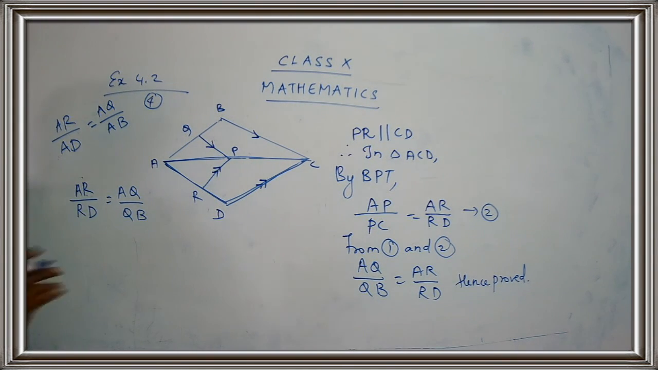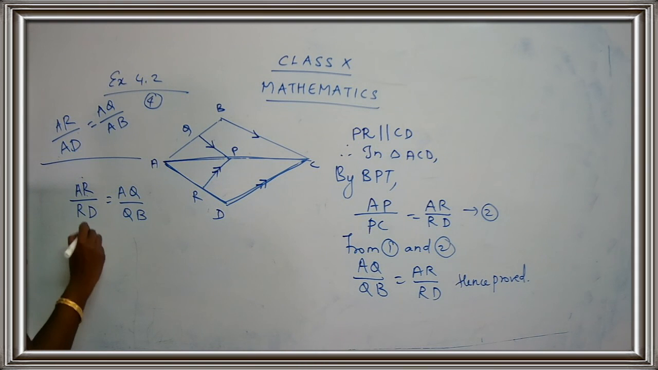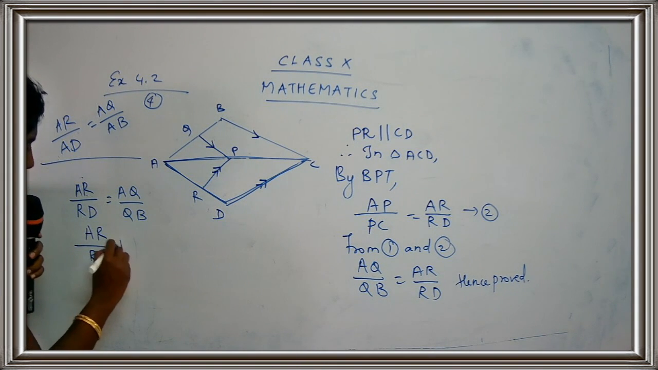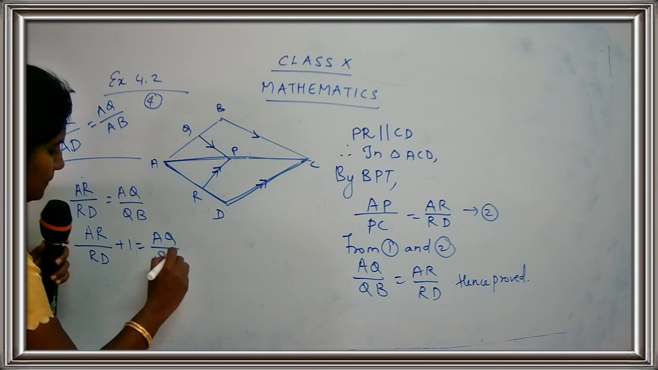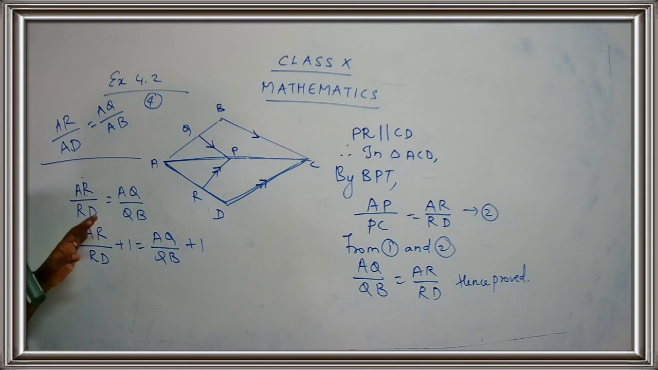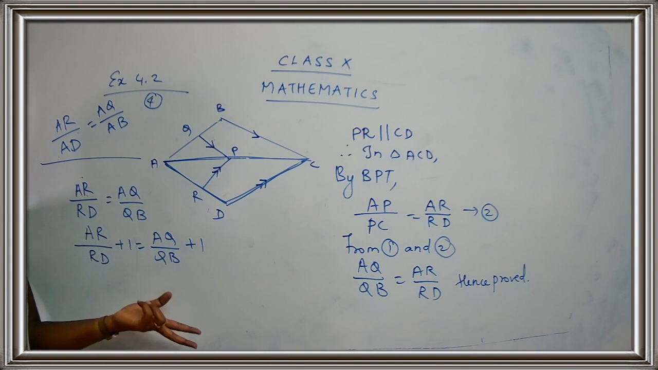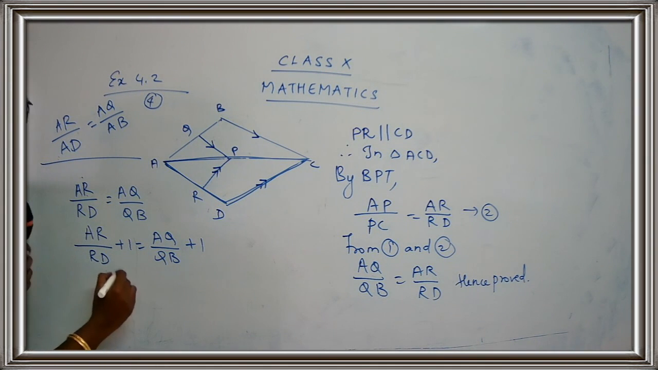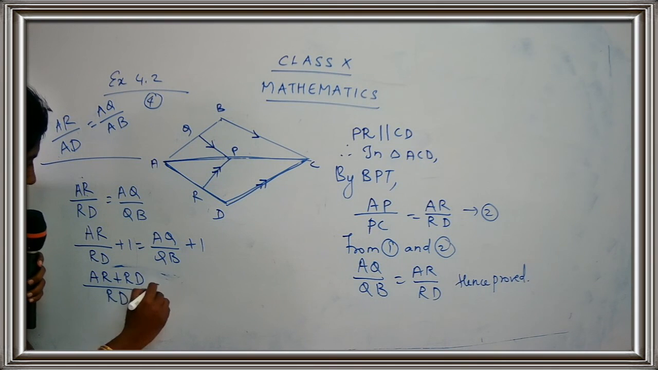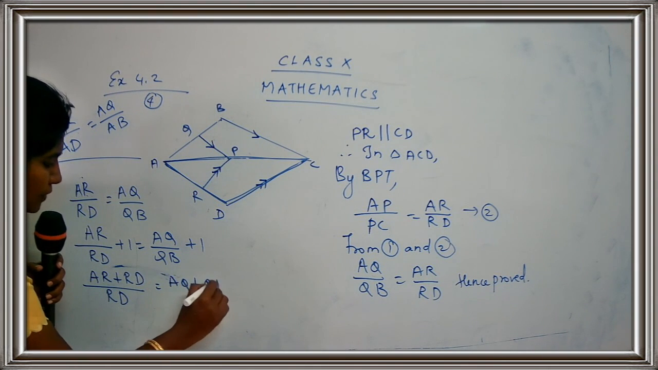Okay. Now what are you going to do? I'm repeating, this is just for checking purposes. You are not going to do the sum right now. Just listen to me carefully. Here plus 1 is added on both sides. Let us add plus 1 on both sides. So AR upon RD plus 1 is equal to AQ upon QB plus 1. We are just checking whether we can take the same ratio or whether you have to take the reciprocal of the ratio. So what you get here? AR plus RD, just cross multiplied. AR plus RD upon RD is equal to AQ plus QB upon QB.